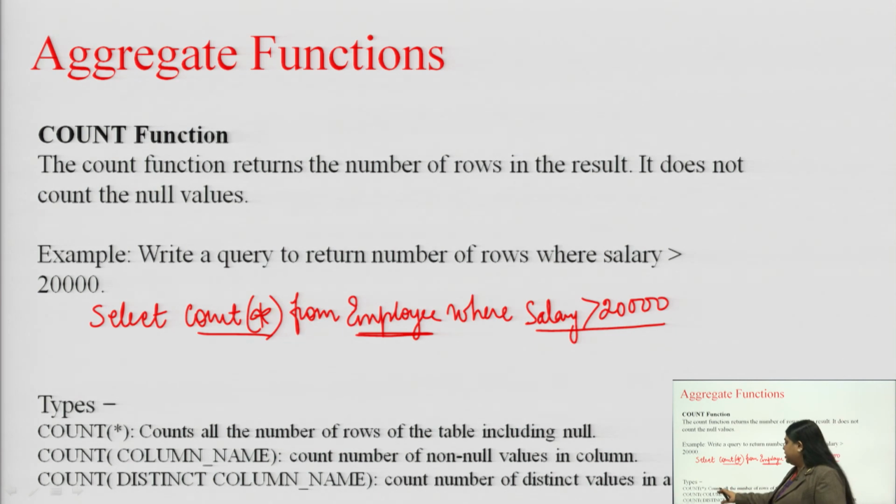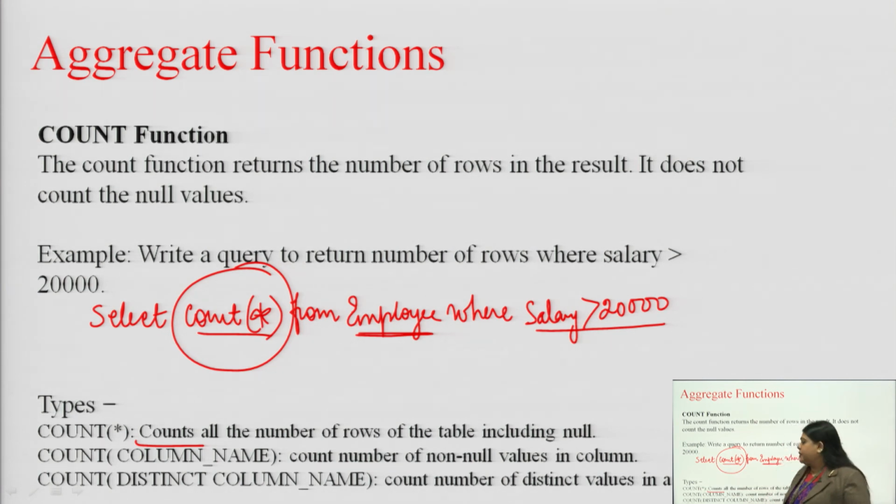Now, count star, because I have been using count star, what does count star signify? Count star signifies that count all the numbers of rows of the table including null. So, you are going to count everything even if the values are null, right. So, whenever we specify count star, it means it is going to count even the tuples with null values, right.